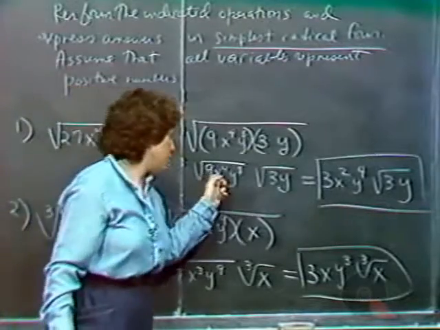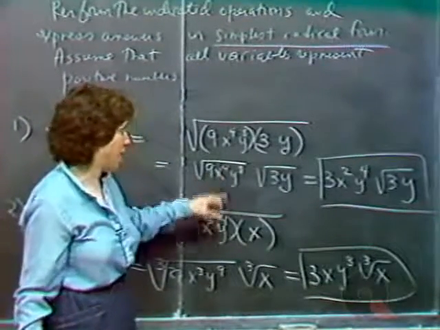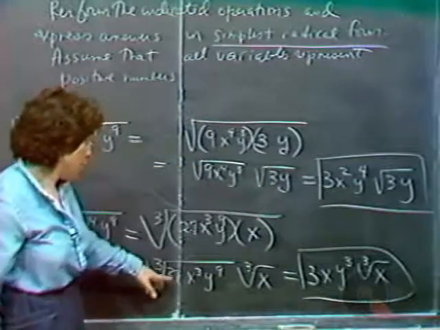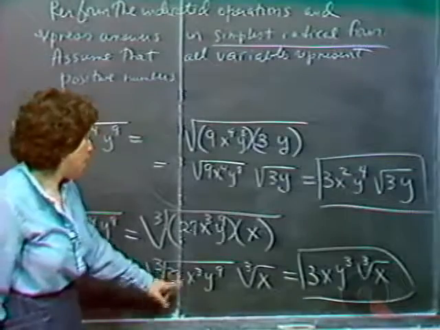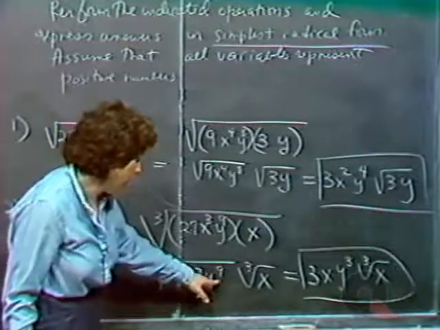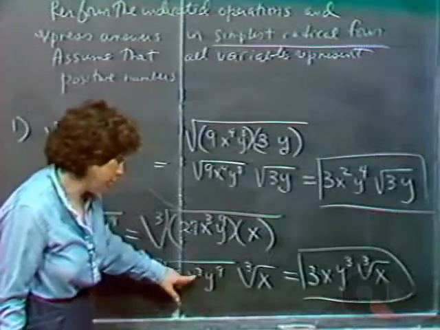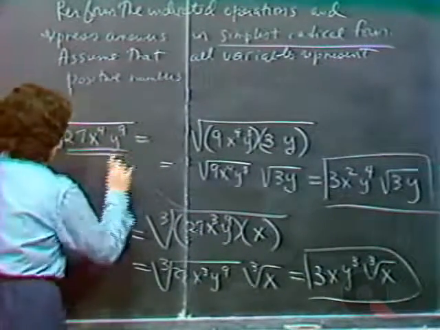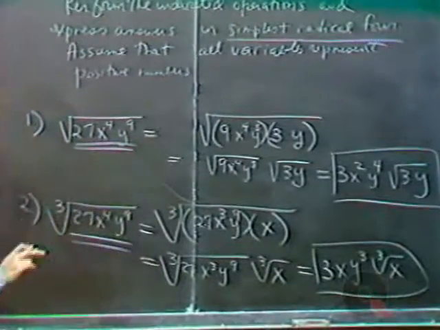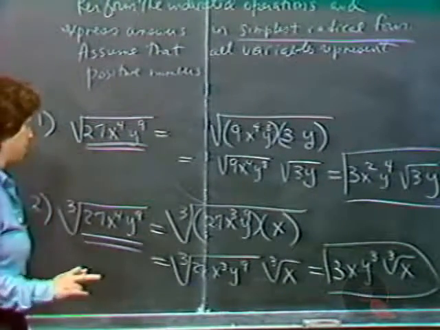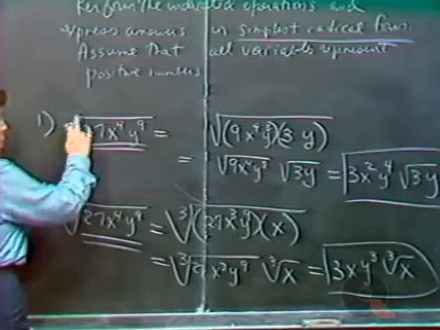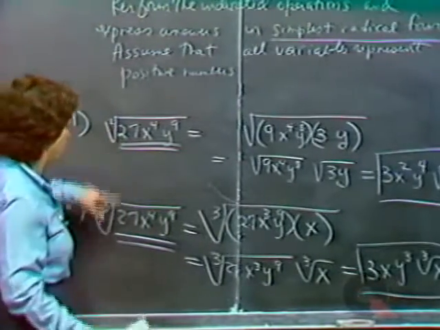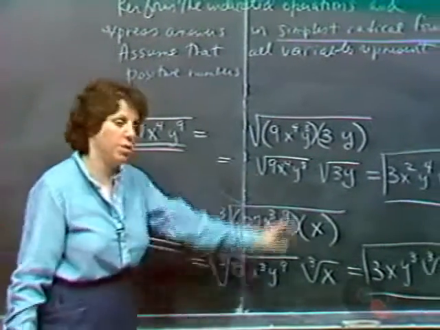Just like over here, we took the square root of the constants and we halved the powers of the variables to get square roots. Here we took the cube root of the constant and we took a third of the powers of the variables to get the cube root. We started with the same expression under the radical in both cases. You have to pay careful attention to what the index is. This was a cube root. When you see nothing in here, there is a 2 implied, in other words, a square root. The same problem, by changing this 2 to a 3, is done completely differently.